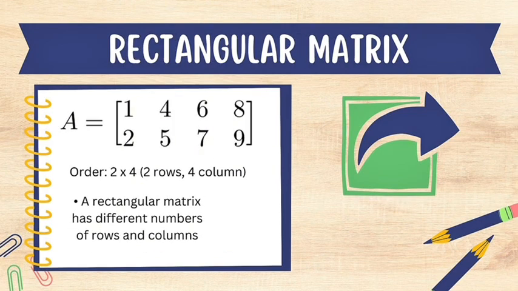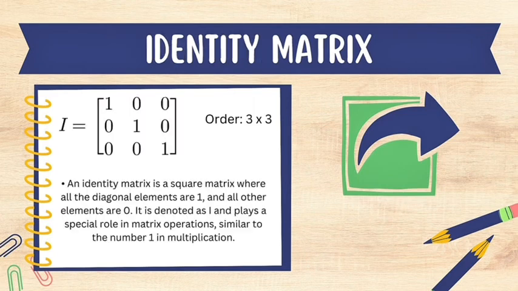Next is the rectangular matrix. A rectangular matrix has different numbers of rows and columns. This example has 2 rows and 4 columns. The order is 2 multiplied by 4.